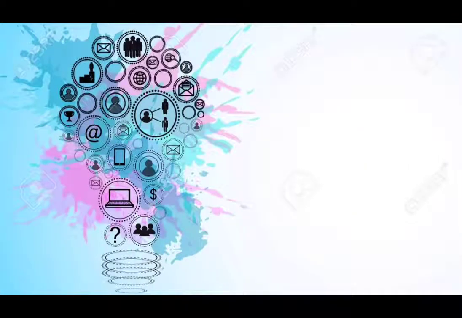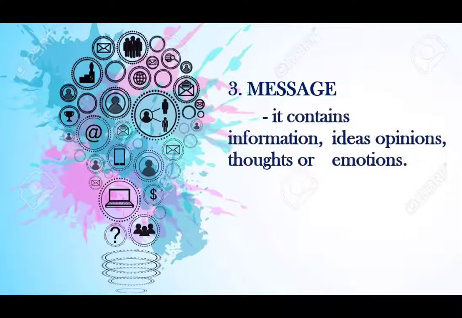The third one is the message. It contains information, ideas, opinions, thoughts, or emotions. The message is what needs to be delivered or imparted to somebody else. This is central to the process because the point of communicating is to say something. The message to be sent is based on why the speaker wants to say it, what the speaker wants to say, and how the speaker wants to say it. There is always a message in communication, even in informal or formal communication.